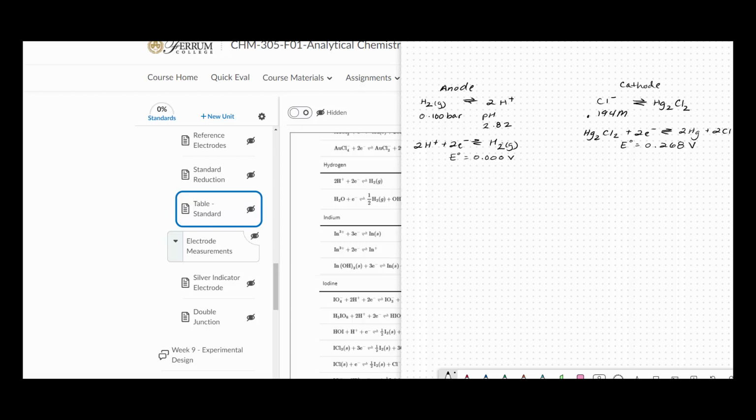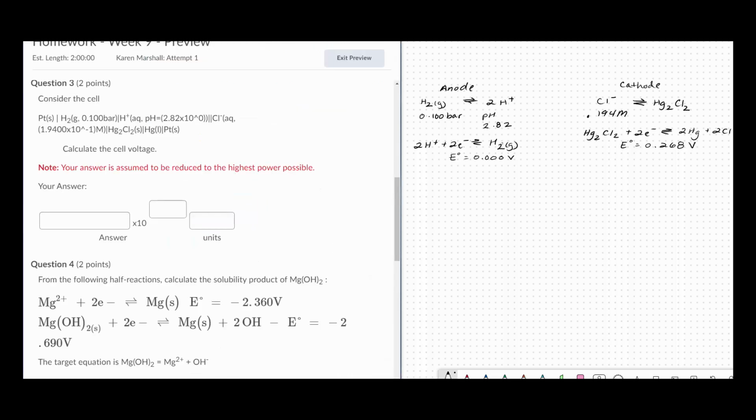So now we need to figure out how we're going to get to the E of the cell. Well, we're going to use Nernst. We're going to use the cathode minus the anode. And we're going to need to pay attention to which are our products and which are our reactants. When we write our equations out as reduction, your products will always be on the right and your reactants will always be on the left. And then using Nernst should become intuitive. So I'm going to do this as one large equation.